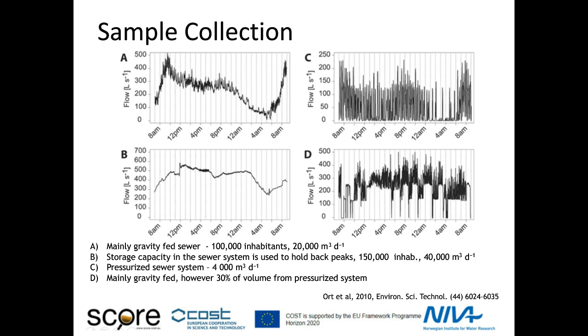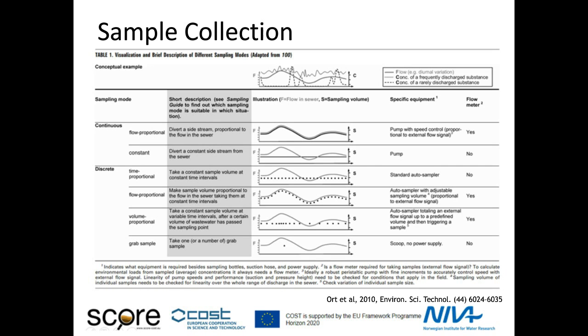And then plot D is a mixture of gravity and pump. So the point I'm making here is that there are very different flow characteristics in every different wastewater system, and we have to understand that. And that's what the SCORE network is trying to help people do: understand that there are different characteristics, and that we can design sampling strategies that are most efficient for the characteristics you've got in your own particular sewer.